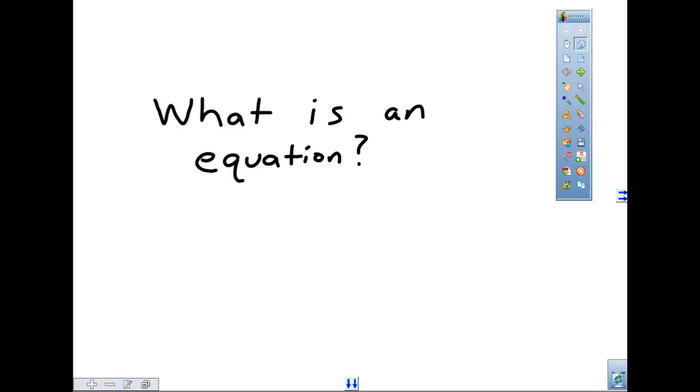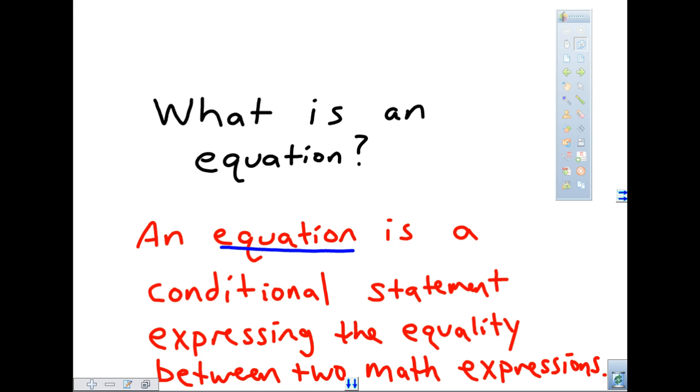What is an equation? That is the question that we'll be answering in this first video. An equation, by definition, is a conditional statement expressing the equality between two math expressions. Pause the video if you need to write this definition down.